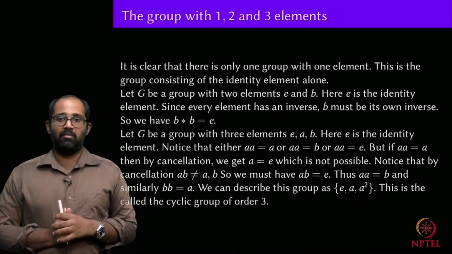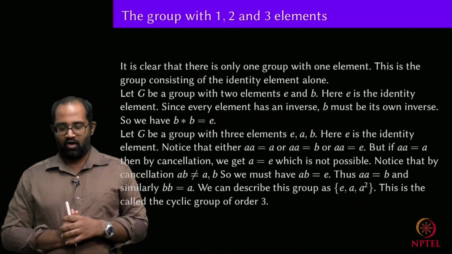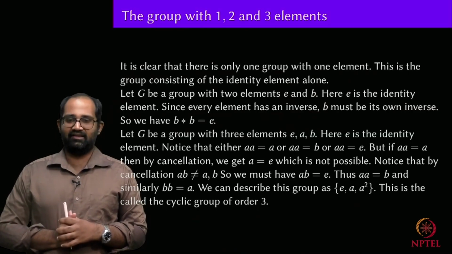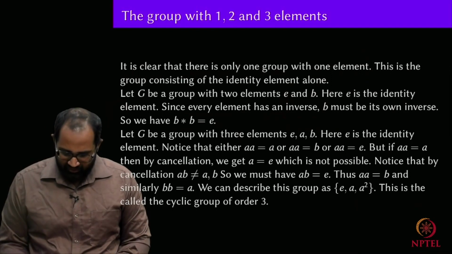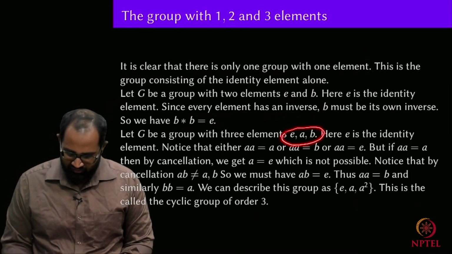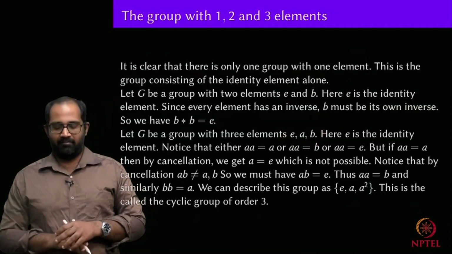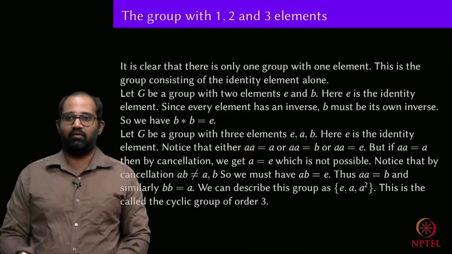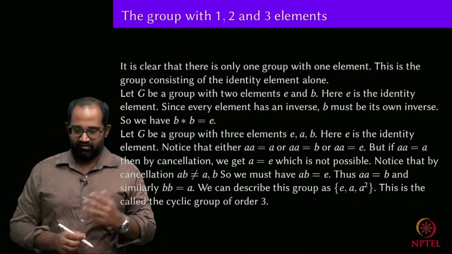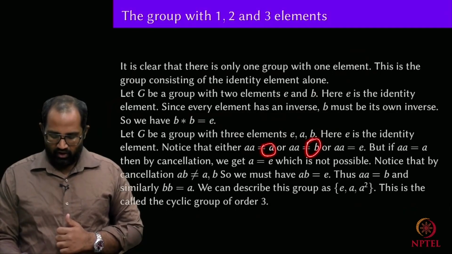Now, what about three elements? Things start to get slightly complicated, but a case by case analysis will still save the day. So, I am going to call the elements E, A, B as usual, where E is the identity element. Now, let us think about what can happen to A. When you multiply A with itself, there are only three possibilities. Either you get back A, or you get B, or you get E.